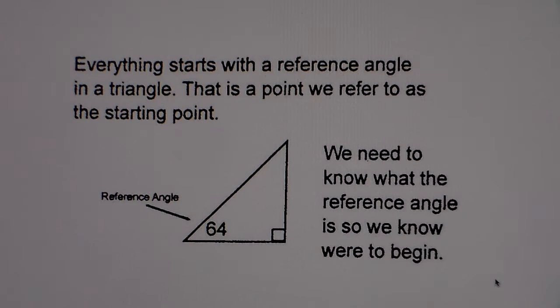Everything starts with a reference angle in a triangle. That is the point we refer to as the starting point. So this is the reference angle here, 64 degrees. That's our starting point, like where we're starting the race, where we're starting from the problem. We need to know what the reference angle is so we know where to begin.